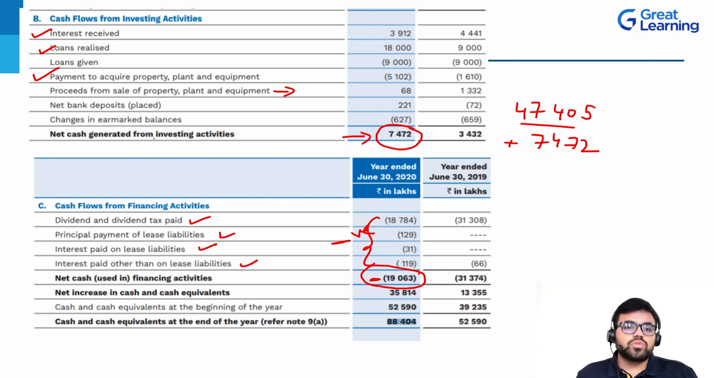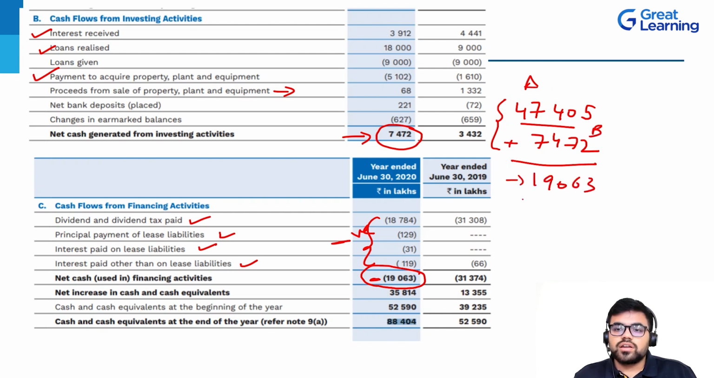What should be in brackets and what not would depend. Some of the values could be positive and some negative. You have to actually see which one is positive and which one is negative. In this case, financing activities is negative. So I'll add A and B, operational and investing, and subtract financing, 19,063. Now I will get the net value mentioned over here, 35,814.